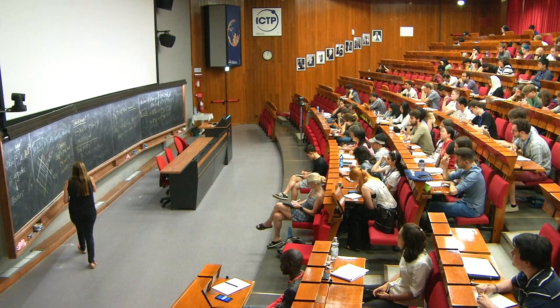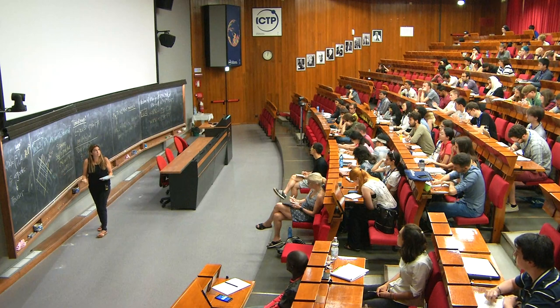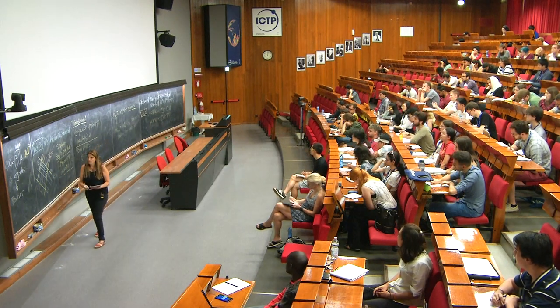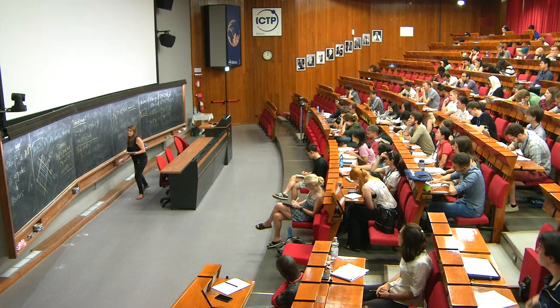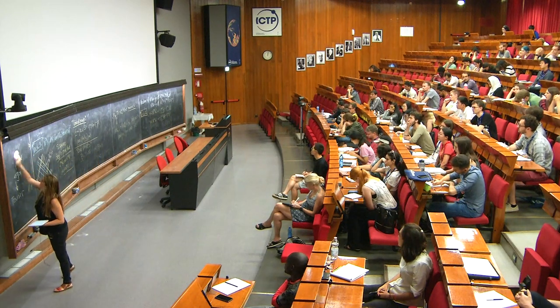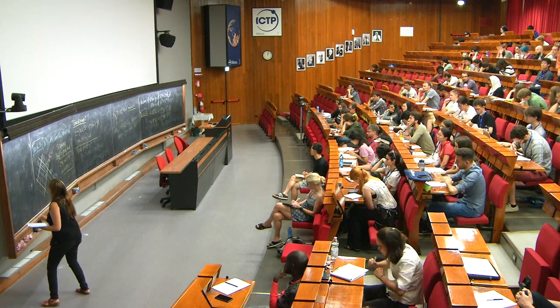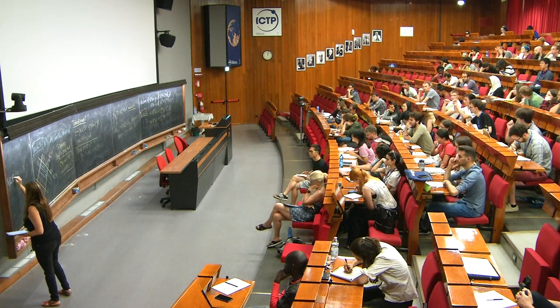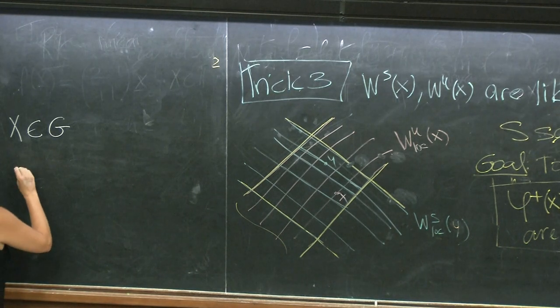So remember, our goal was to prove that phi plus and phi minus are constant, okay? So let's pick some point. Let me erase here because I will need this. So let's pick a good point, but a point which is also a density point. You can also choose a good point that is a density point of G.